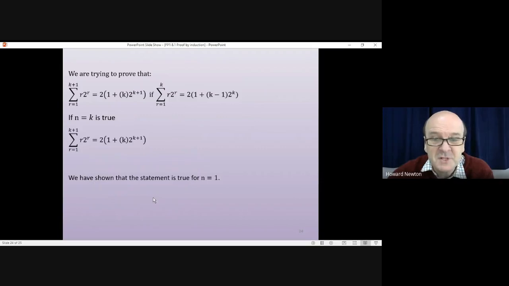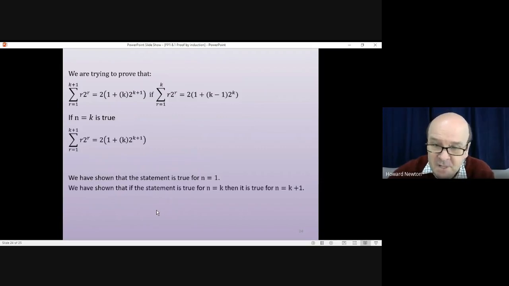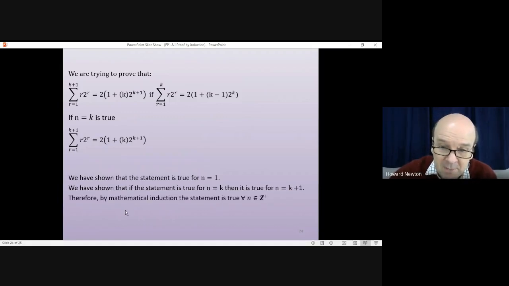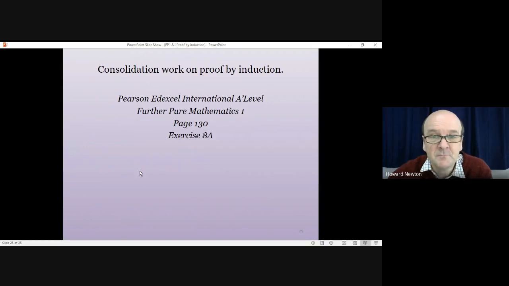We have shown that the statement is true for n equals 1. We have also shown that if the statement is true for n equals k, then it is true for n equals k plus 1. Therefore, by mathematical induction, the statement is true for all values of n that are positive integers. That gets us to the end of the lesson.